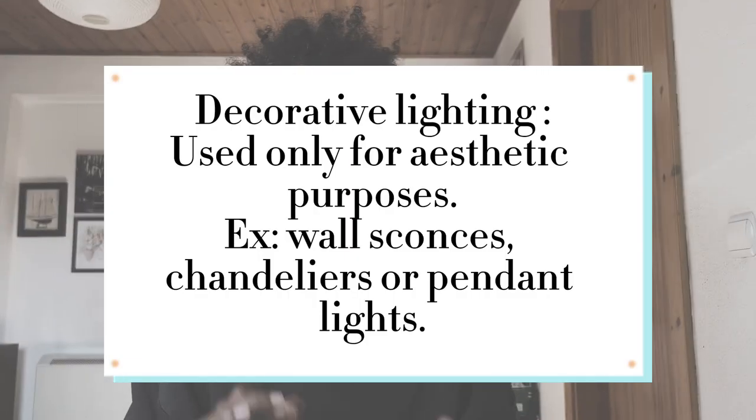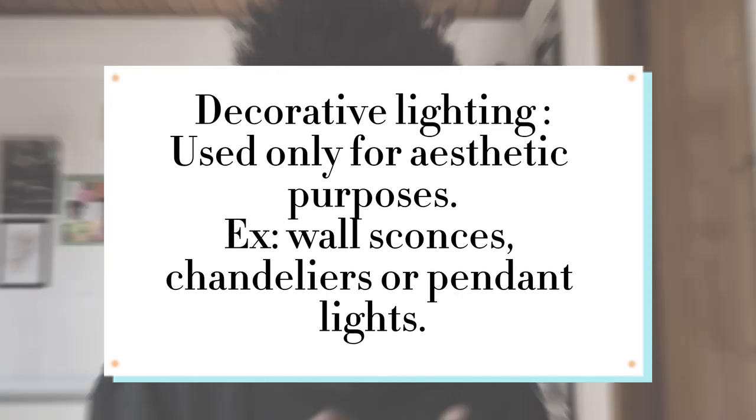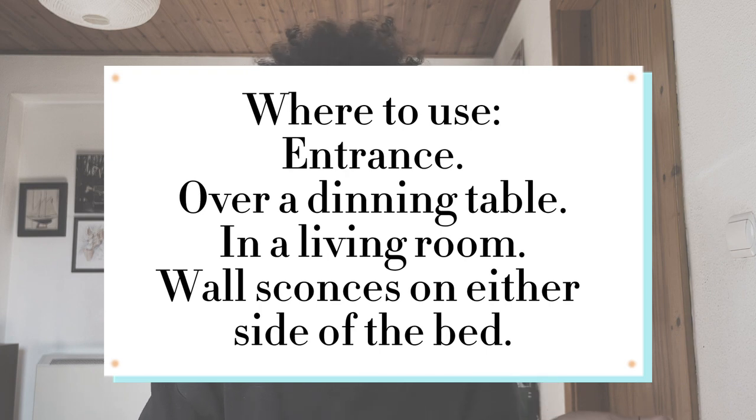The last type of lighting is decorative lighting. The decorative lighting is used purely for aesthetic purposes, to add an extra touch of style. It can include lighting fixtures like wall sconces, chandeliers, or pendant lights. You can use decorative lighting in your entrance, over a dining room table, in a living room, or with wall sconces on either side of your bed.